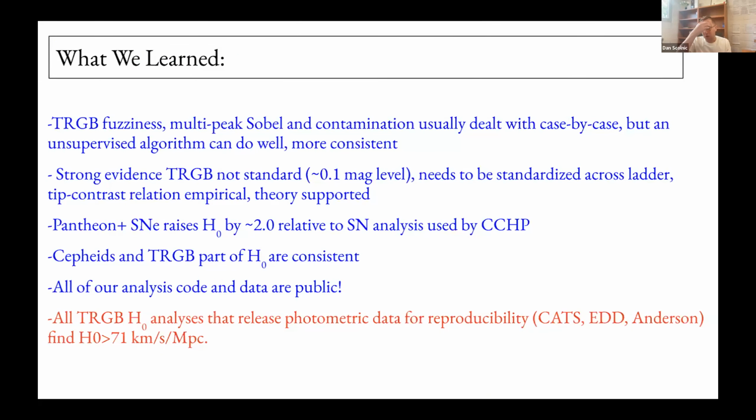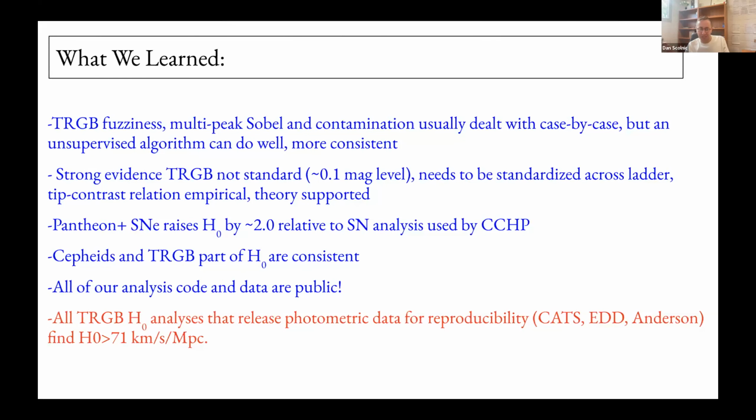Okay, so what did we learn? This is my last slide. So say that there's this TRGB fuzziness, and you can have multiple peaks, and this contamination normally is dealt with on a case-by-case basis, but we can do this unsupervised algorithm, which I think does state-of-the-art precision, and we could then enforce it to be consistent across the distance ladder. We find that the TRGB is not standard, it's standardizable, just like supernova, just like Cepheids. And you could use this new TCR relation to do this, which is supported by theory.